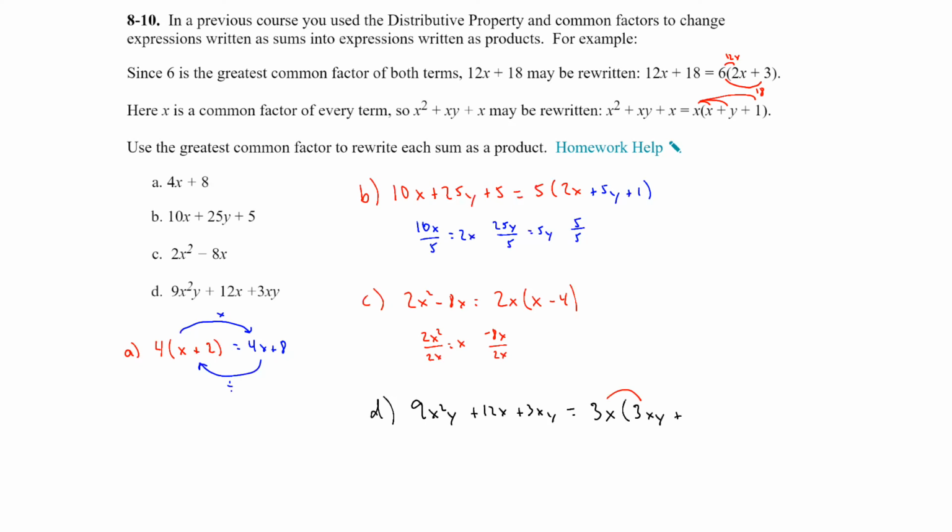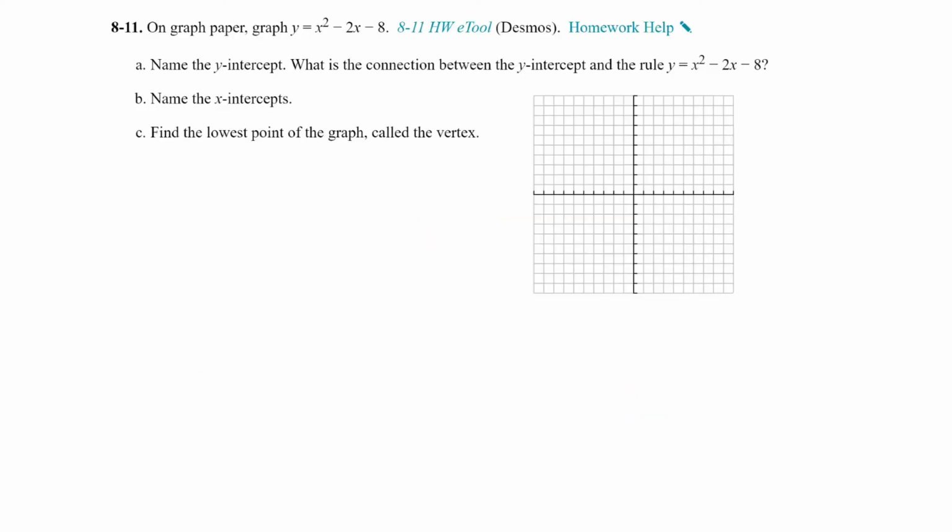Plus 12 divided by 3 is 4. And x divided by x cancels, so that's fine. And then your last one, you have 3xy divided by 3x, and the 3x's cancel out, so you're just left with the y value. And once again, you can check to make sure that you do have that correct by distributing it back through.